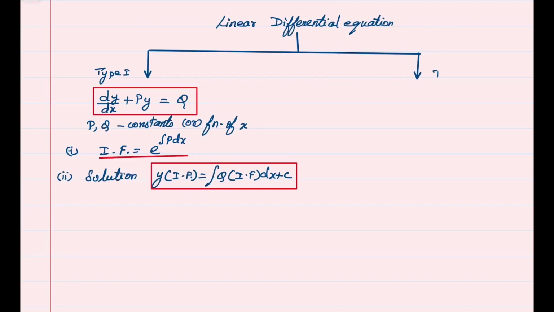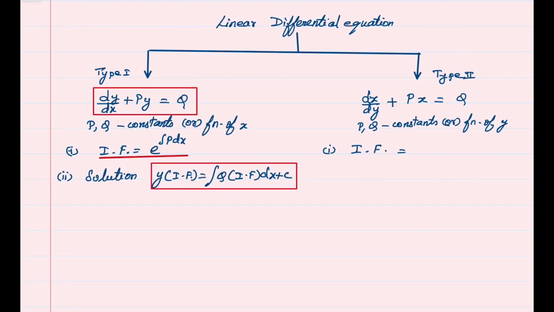Now let us see the second type. The second type is dx by dy plus px is equal to q. In this case, p and q are constants or functions of y. There shouldn't be any x term in p and q. The first step is we find the integrating factor, which is e power integral p dy. Everywhere the integration has to be done with respect to y in this case.